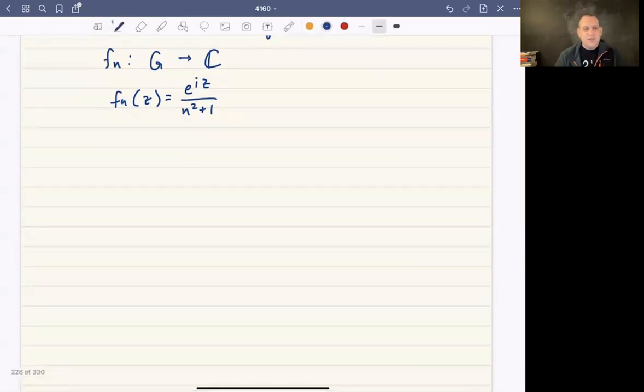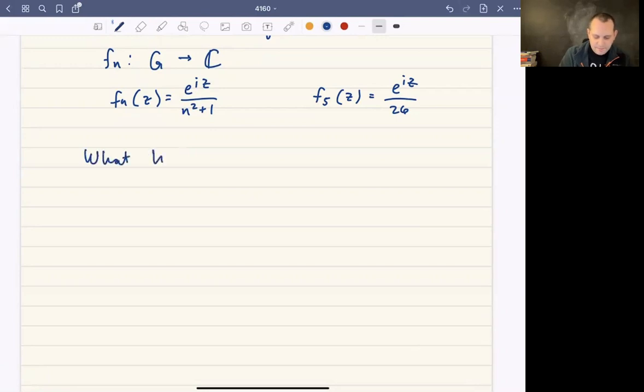And then for each of these functions f sub n, you can just think of them as a normal function. If you were to have f sub 5 of z, this is just the function e to the iz over 26. Whatever, it's just e to the iz over a number. And as n increases, you get different functions, and you want to study the long-term behavior as n goes to infinity. So that's really the question: what happens as n goes to infinity?